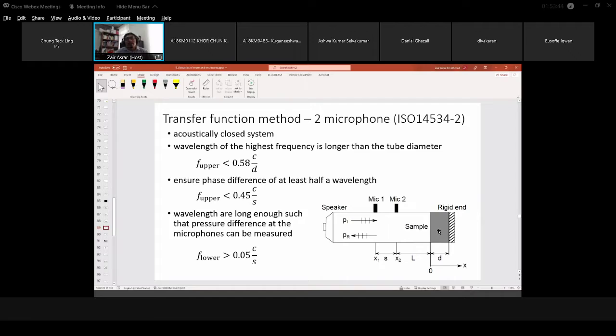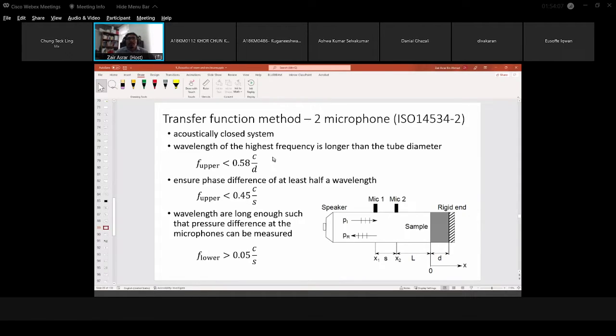Okay, and we know the diameter of the tube will dictate the upper limit and lower limit of our frequency. Okay, so the wavelength of the highest frequency will be governed by this equation.